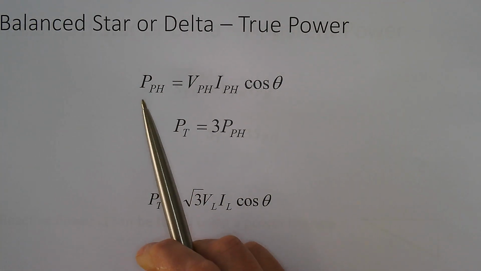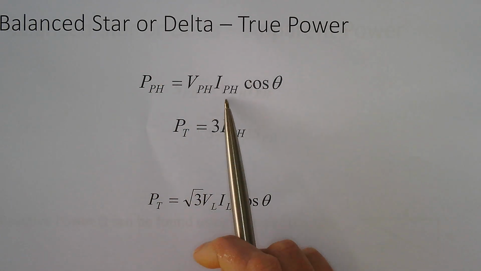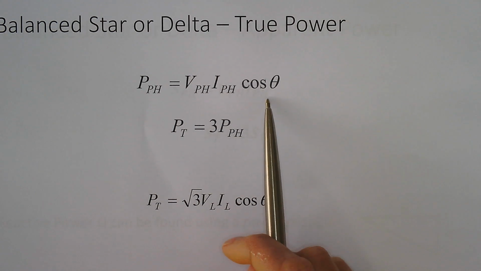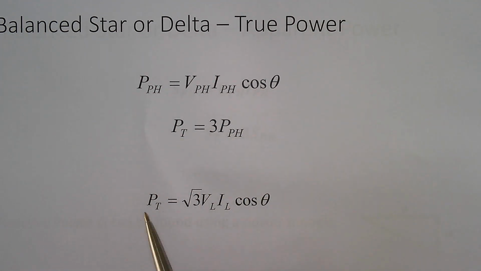So, when you're working out the power in each phase, you do the voltage across each phase, the current through each phase, times the cos of the phase angle in that branch. So your total power will be 3 times the phase power. You can also work out your total power using this formula here, root 3 VL IL cos of the angle.